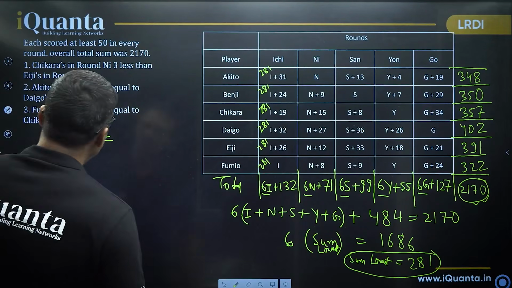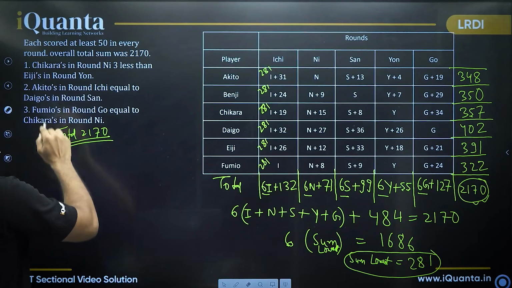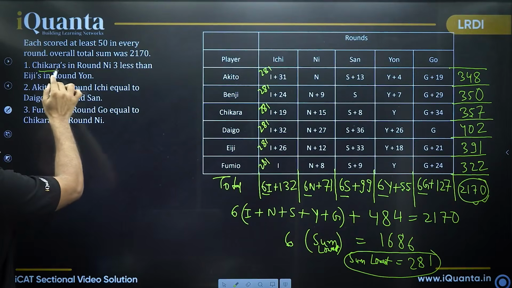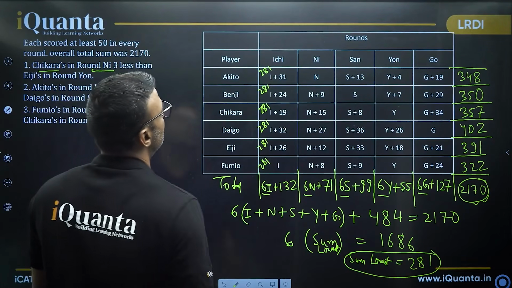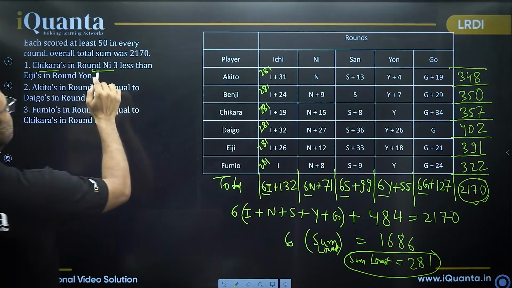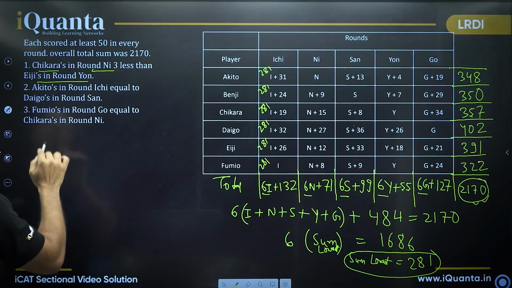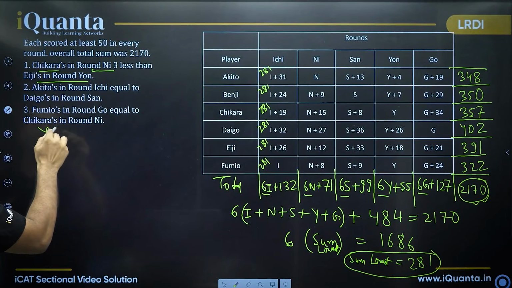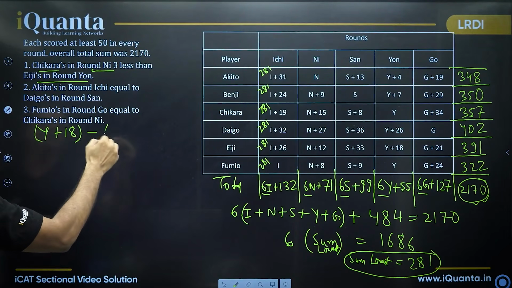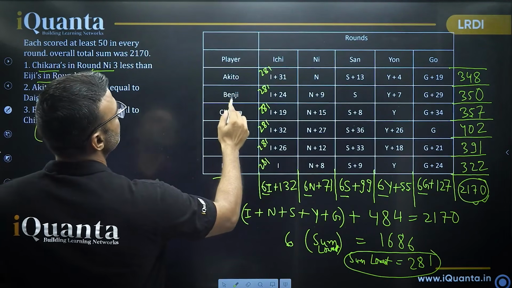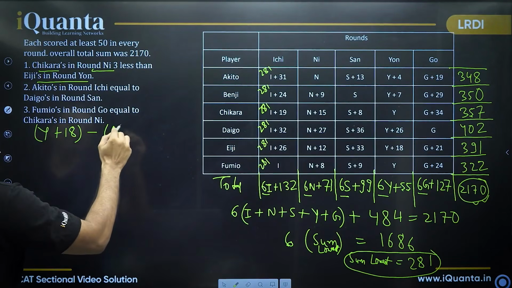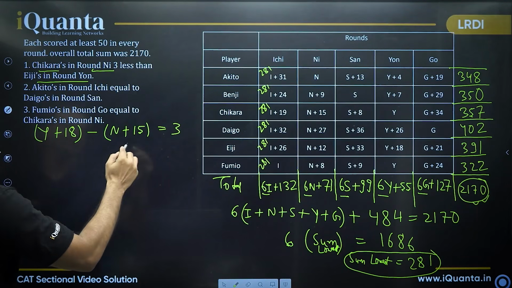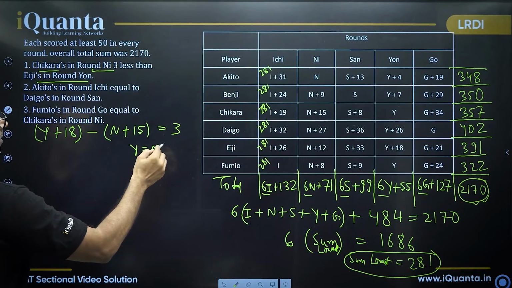So now let's use the other information here, the comparison information. What are the comparison informations given? Akito's Chikara in round Ni, that is n plus 15, is 3 less than EG's in round Yon. EG in round Yon is y plus 18. So y plus 18 minus Chikara in round Ni, which is n plus 15, this difference is 3. So 18 minus 15 is 3. 3, 3 cancel. So we get y equal to n. This is very good information.